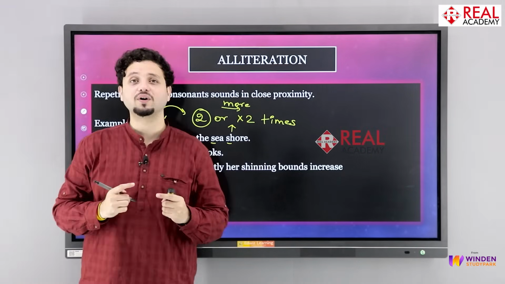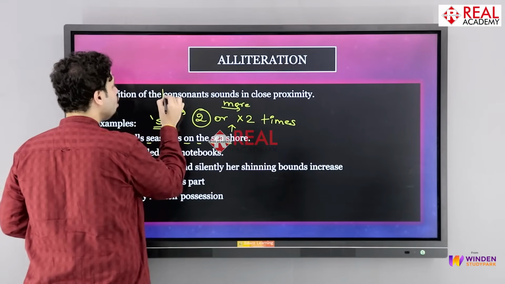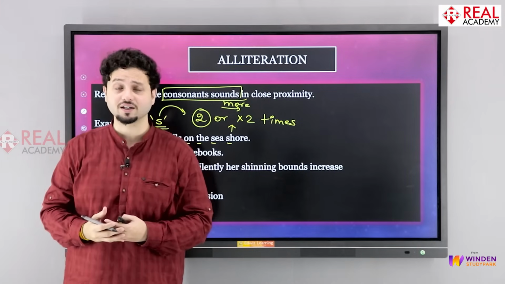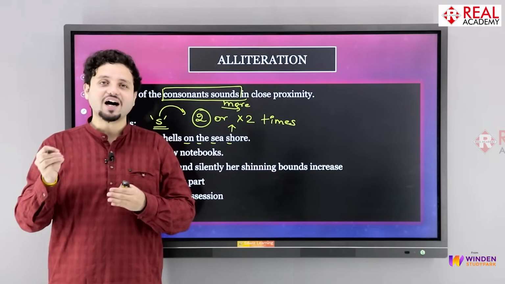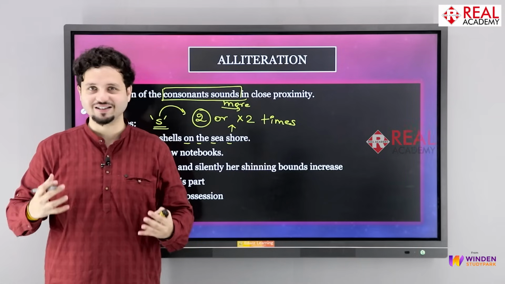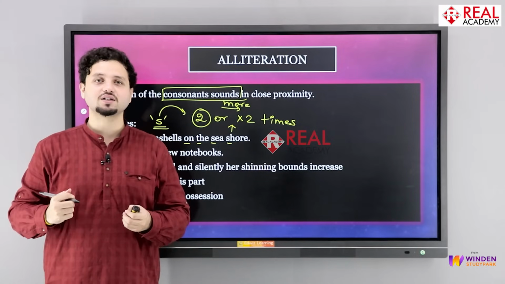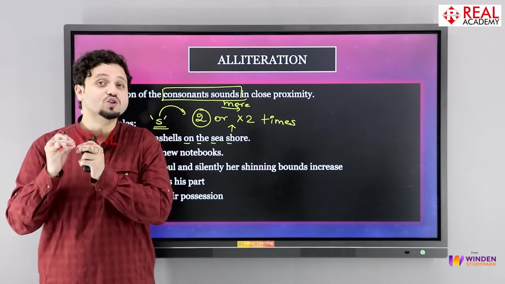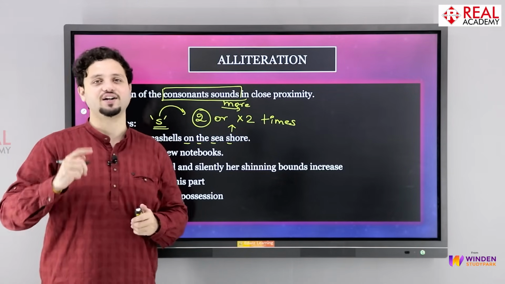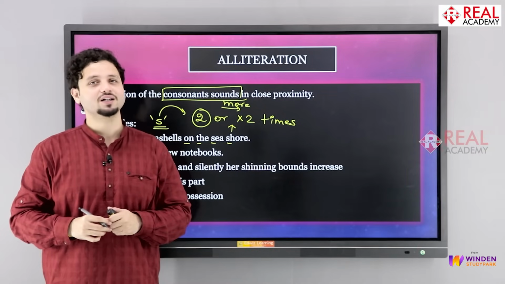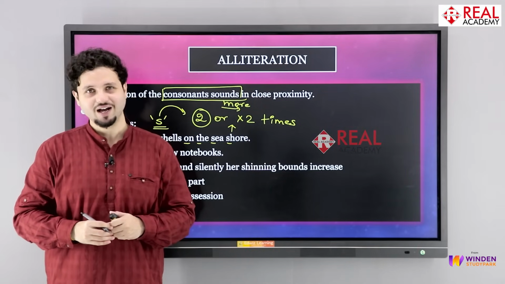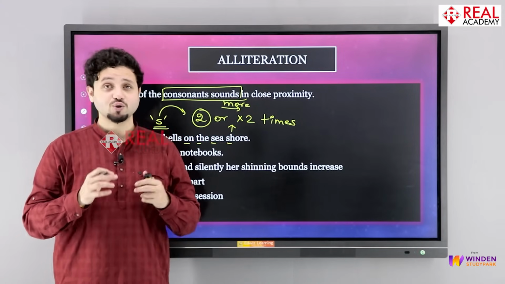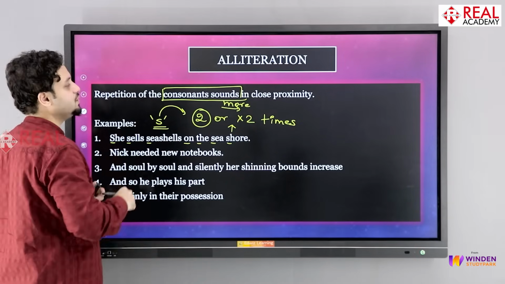But you have to keep one thing in mind. There is a term called consonant sound. This is important, where most of the students commit mistakes. In English, A, E, I, O, U are called vowels and the rest 21 letters are called consonants. So what I mean to say is, if a consonant is repeated, then it is alliteration. If a vowel is repeated, then it is not alliteration. So you have to focus on whether a consonant is repeating or not.